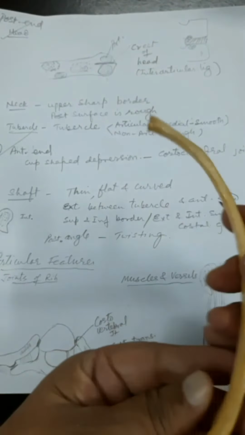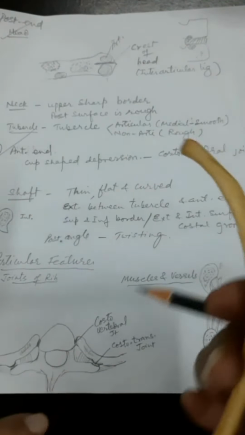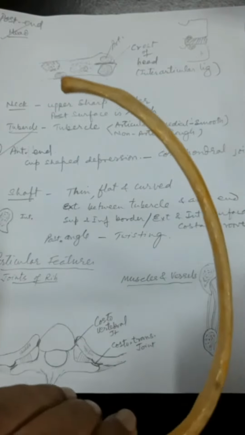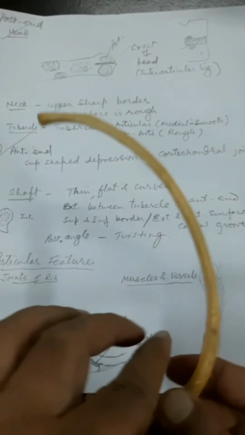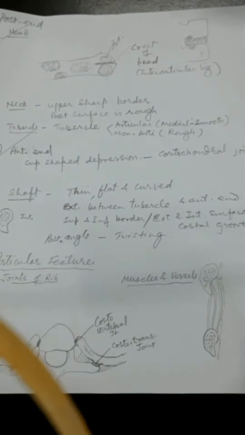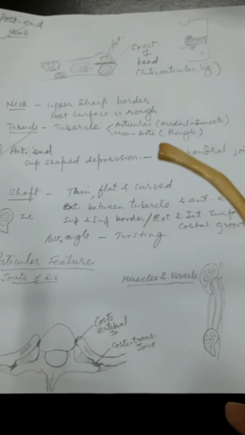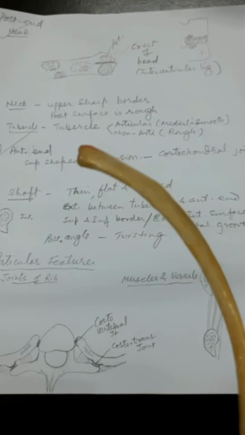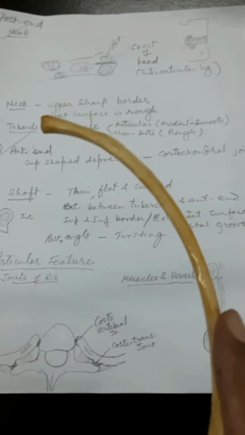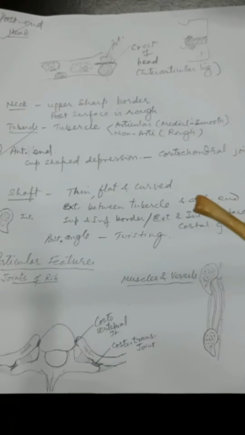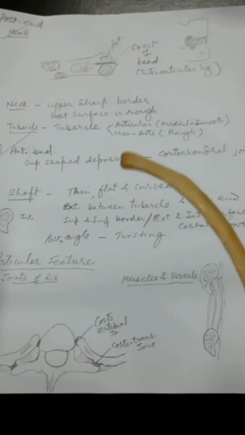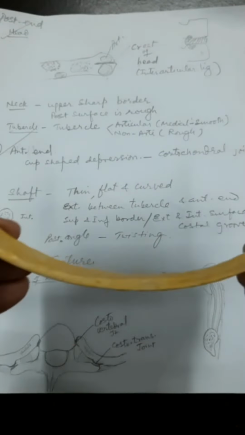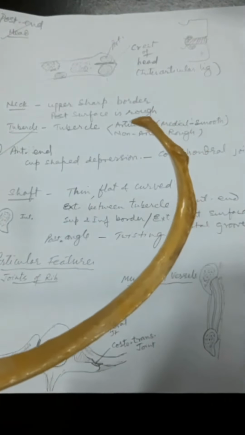In the shaft, as we have already seen, this is a thin, flat, curved bone. The shaft is thin, flat and curved. It has an external convex surface and an internal concave surface. There are two borders we have seen: a superior border and an inferior border. The superior is smooth and rounded, the inferior is a sharp border. In the internal surface, which is curved and concave, you will see that there is a groove.